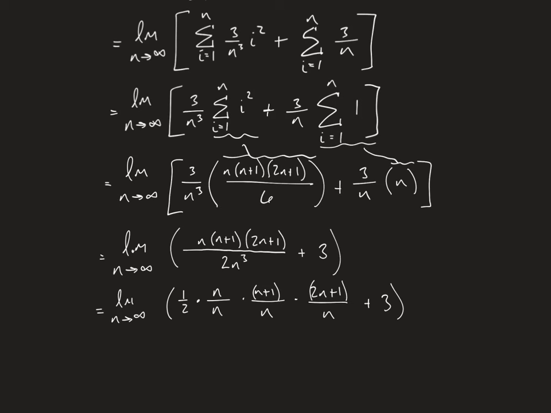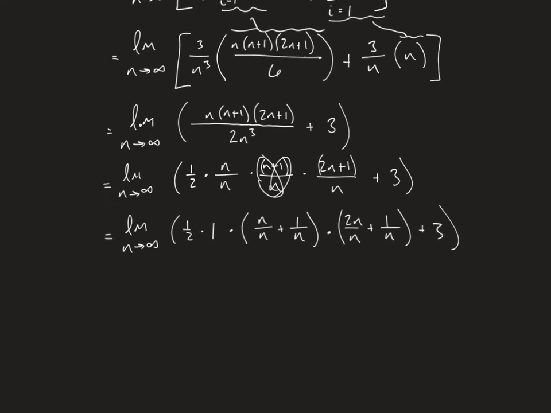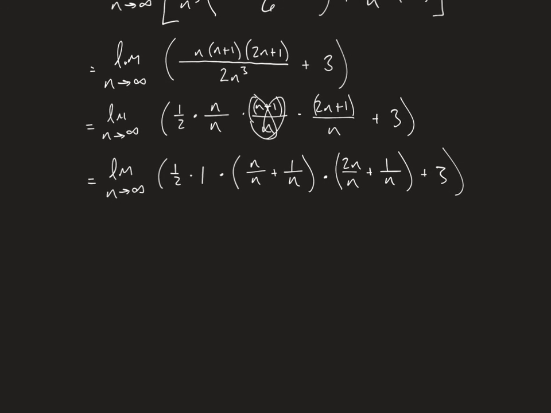Okay, so what's going to happen with a couple of these is this fraction is going to work out pretty nicely. So my next step, I'll rewrite this as the limit as n approaches infinity of 1/2 times 1, right, because n divided by n is 1, times, and if I separate this fraction into two fractions, then I'm going to have n divided by n plus 1 divided by n times, I can do the same thing over here, and I'll have a 2n divided by n plus a 1 divided by n plus 3. So you're just starting to see some tools and some tricks that might be useful to simplifying some of these.